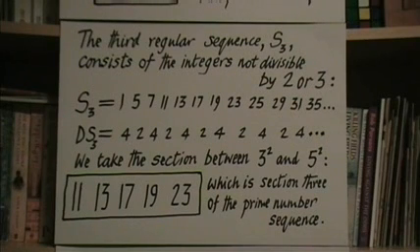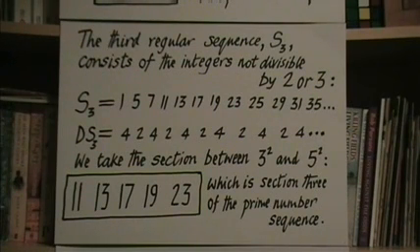31, 35. Take that 25, the factors of 25 are 5 times 5, and it's not divisible by 2 or 3, nor is 35 divisible by 2 or 3. But you will notice there are a number of primes in that sequence. It's not all primes, 25 is composite, 35 is composite. Let's note that it is a regular sequence.